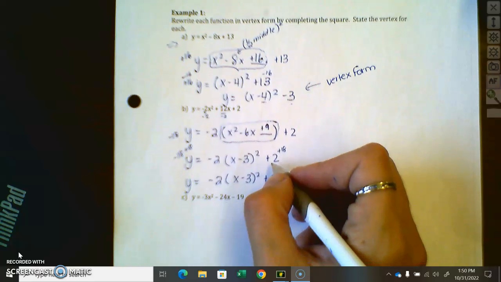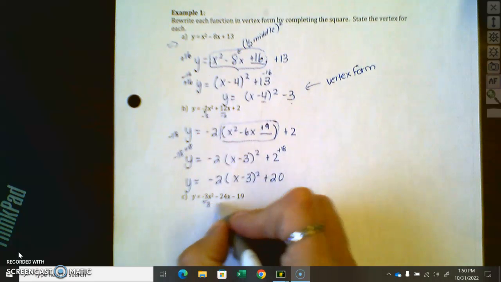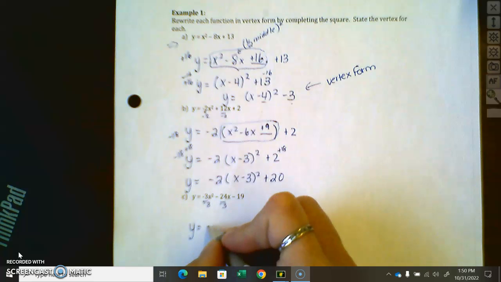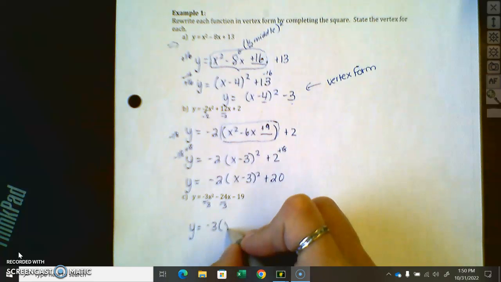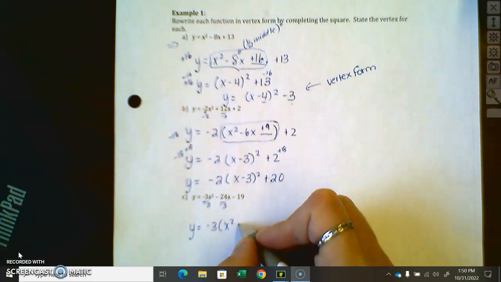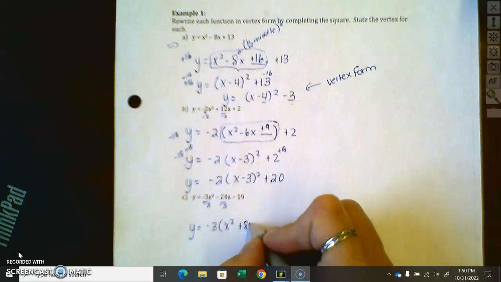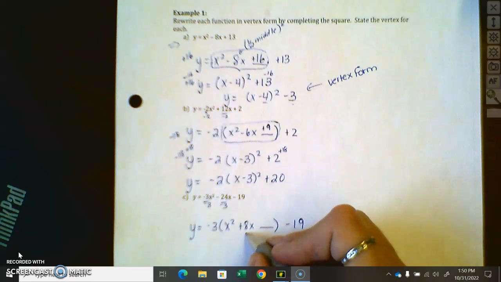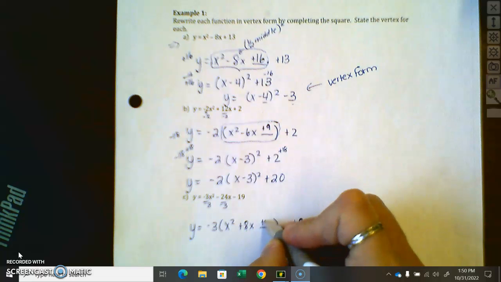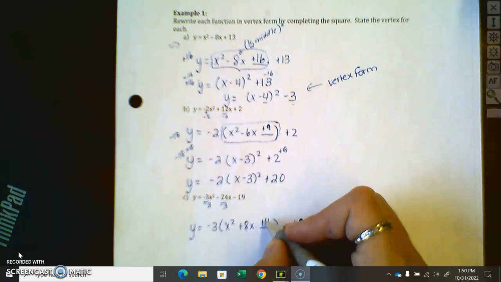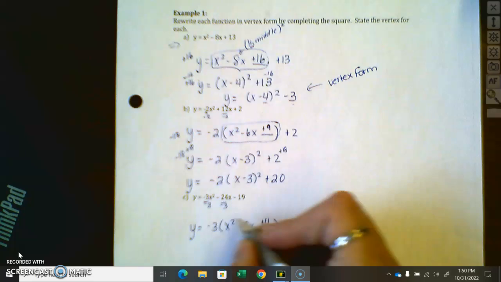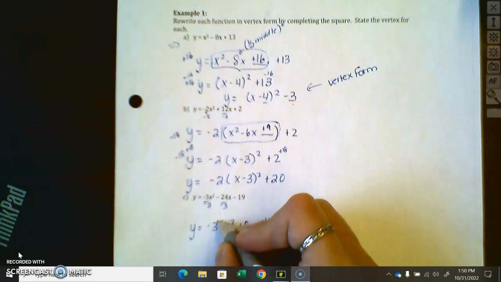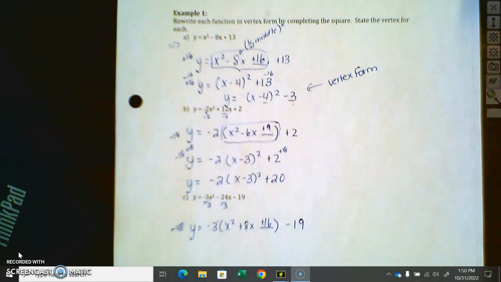Same idea for the last one. I'm going to divide by minus 3 first for these. So minus 3 goes out front, and I have x squared, and minus 24x divided by minus 3 is plus 8x. I'll put my bracket, and I'll put minus 19 trailing behind. Half of the middle is 4. 4 squared is 4 times 4, which is 16, so that's a positive 16. But 16 doesn't go on this side. It's 16 times minus 3, which is minus 48, to keep it balanced. We'll put that on that side.